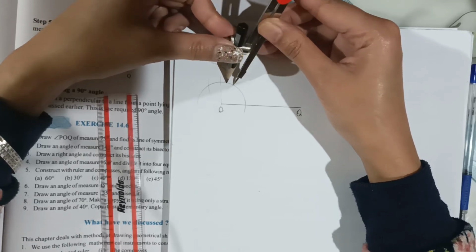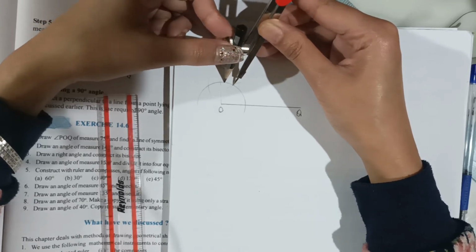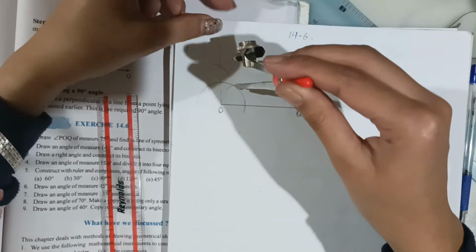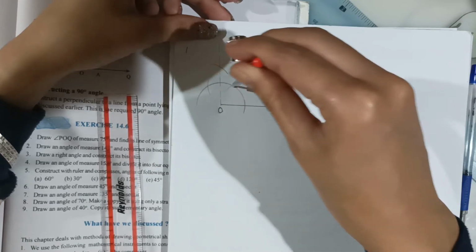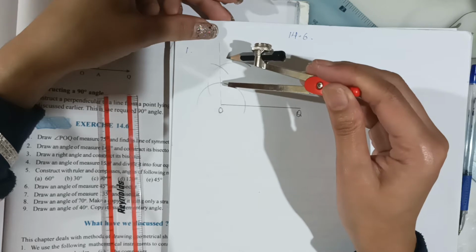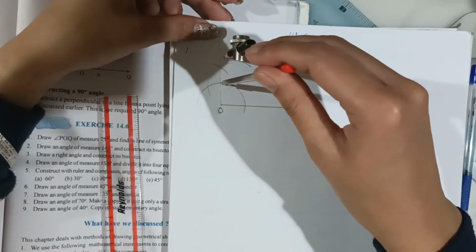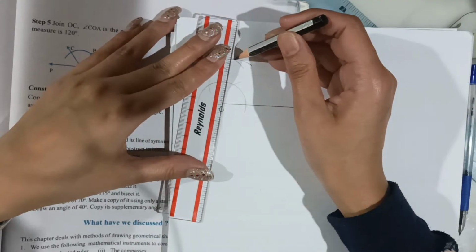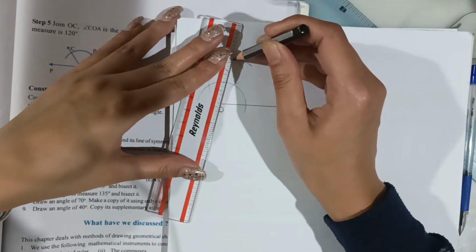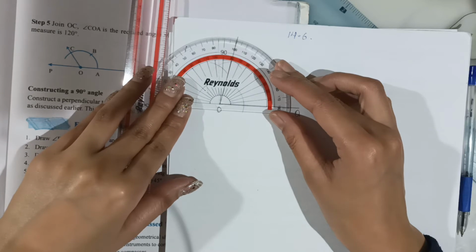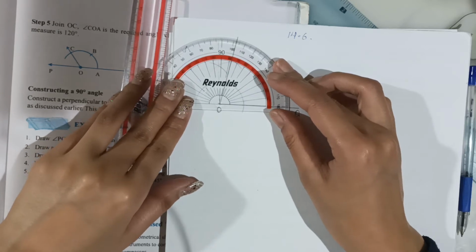But it should be greater than half of this. So I'm taking more than half. Draw an arc, and from this point where it touches 90 degrees, I am cutting the arc. If I join, I will get an angle of 75 degrees.